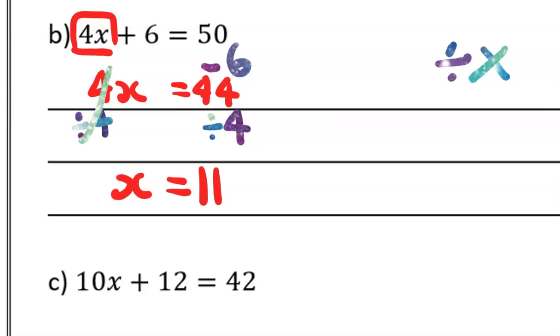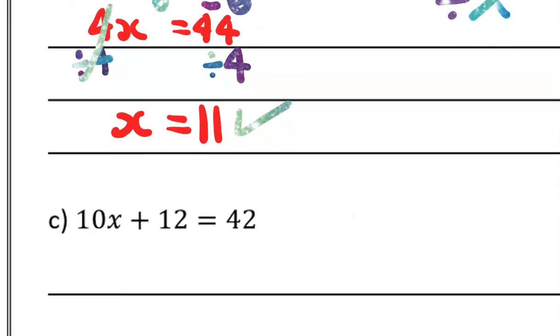So let's have a look at this. All right, we've got 4 times the number. Now the number's 11. So 4 times 11 is 44. Plus 6 is 50. That is correct. So we know we've got our answer right. Okay, again, pause the video, have a go at doing the next one, and then you can check my answer if you need.